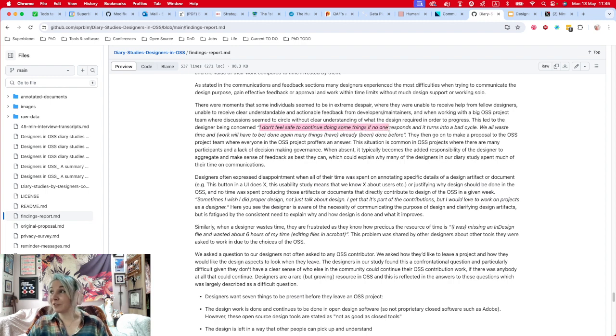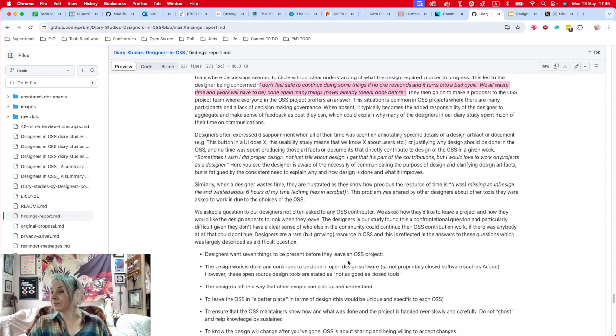Some people don't feel safe continuing in projects if they don't get any responses, or there's a bad cycle of conversation within contributions. Also, they may have to redo work that's already been done, because design often doesn't get documented well. A lot of designers end up repeating work that has previously been done, but it's not well documented, and they're not encouraged to document well when they have done something.